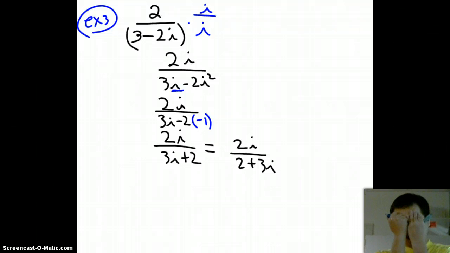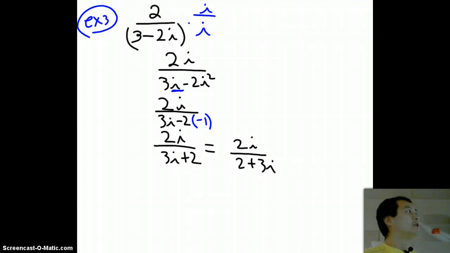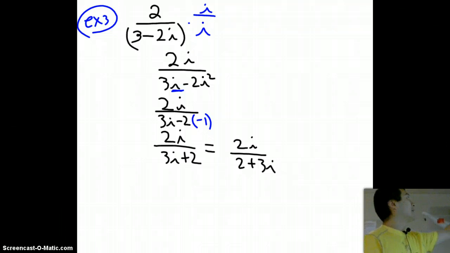A lot of you might think, let's multiply by another i. If you do that, just give it a try, you're going to end up back at the original. You're going to be in this kind of circular rotation wondering how to get rid of this. And this actually takes a little bit more knowledge. So before we go back to this problem, I want to show you something.